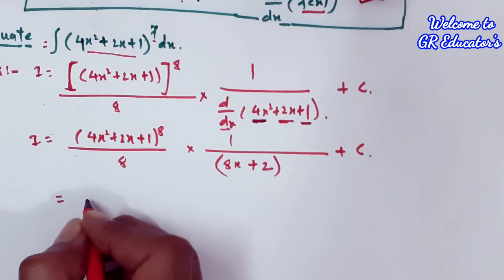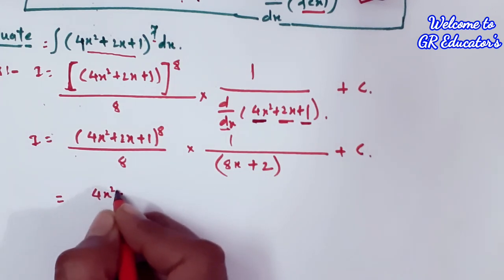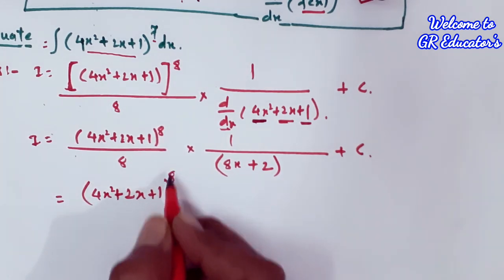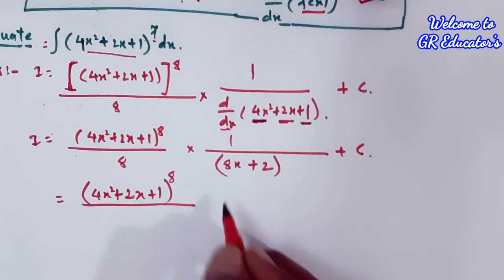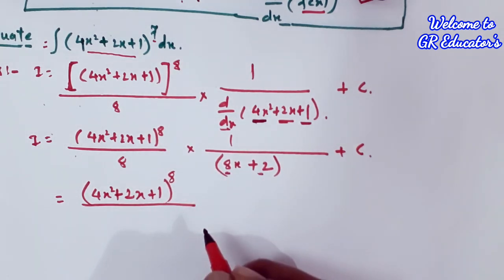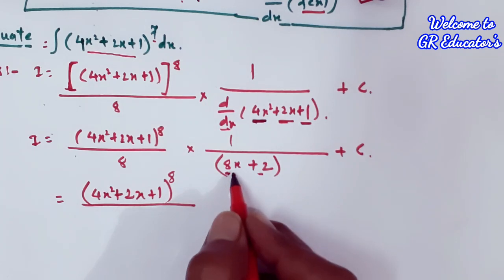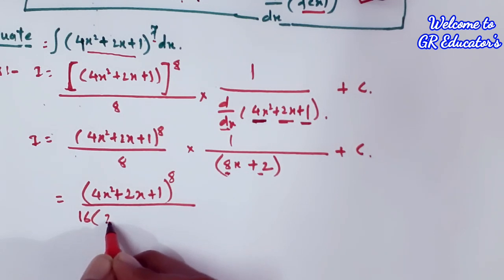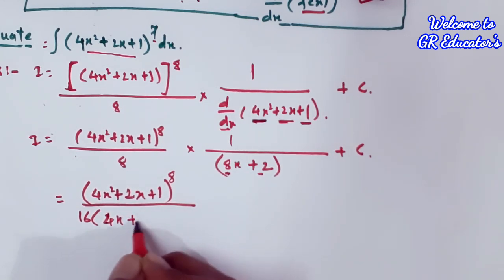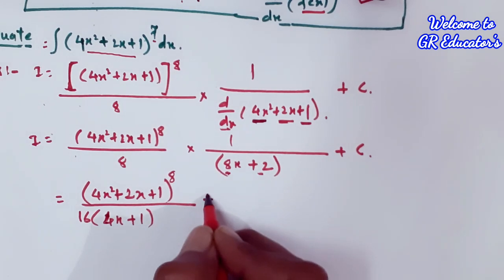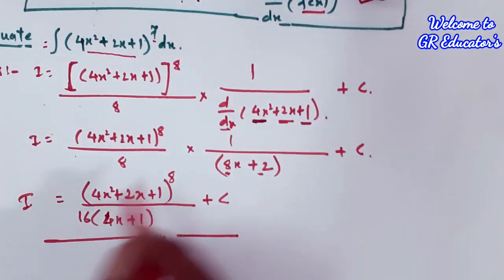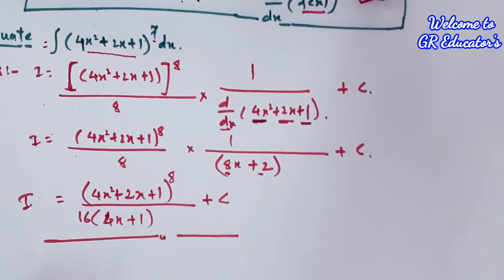Rewrite this: 4x square plus 2x plus 1 raised to power 8 divided by, if I take 2 as common, it will be 4x plus 1, and after multiplying by 2 it will be 16, then 4x plus 1, and last plus c as it is. So in this way we can find the integration of the given function with the help of composite form. Let us see another example.